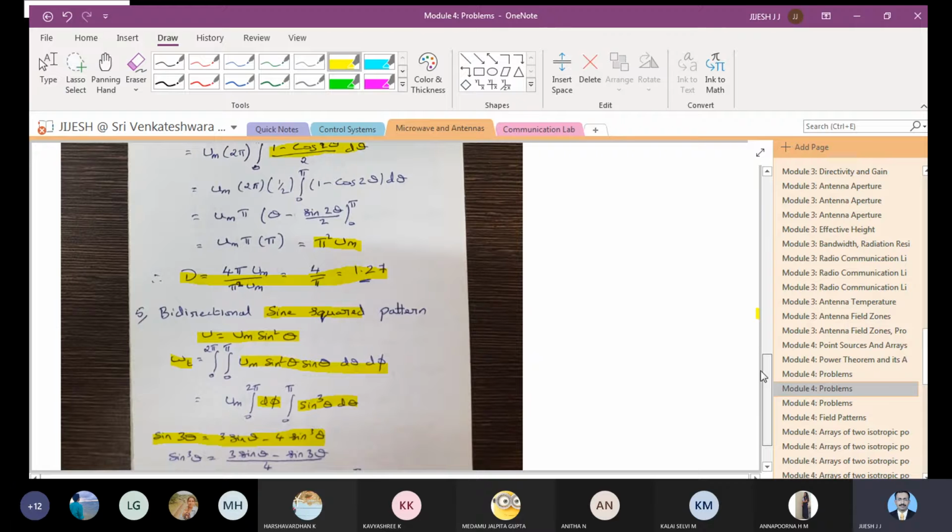For the bidirectional sine squared pattern, you can also go with the substitution of U equal to Um sine square theta, and you need to take the sine cube theta d theta integration from 0 to pi. So Wt can be written as Um, integral 0 to 2 pi d phi, and integral 0 to pi sine cube theta d theta. You have to use the trigonometric relationship that sine 3 theta can be written as 3 sine theta minus 4 sine cube theta. You have already done the integration for sine cube. You can check how this can be integrated further.